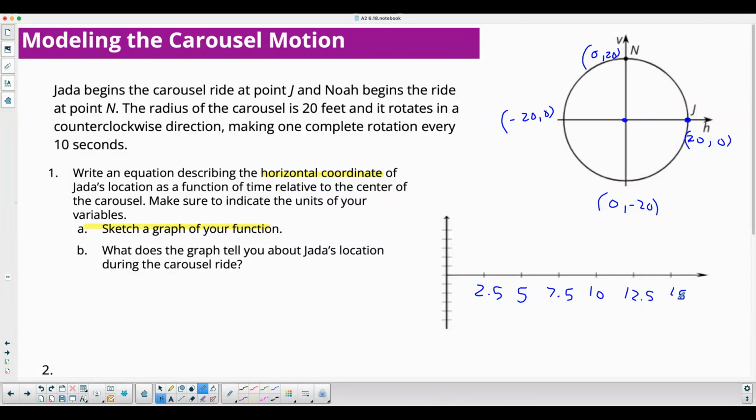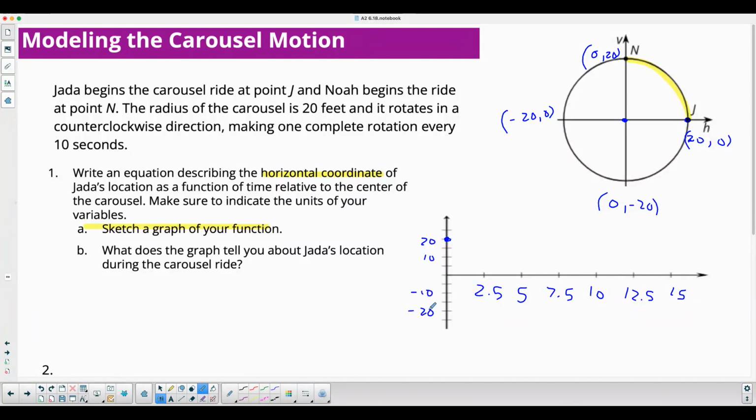I think your book maybe goes by 5, so maybe mark in between every 5 seconds. And think about this here, not same thing as the last problem. 10 seconds all the way around, so to go this distance would be a quarter of 10, so it would be 2.5. So let's see here. Jada starts with the horizontal distance of 20. So at time 0, I'm going to start at 20.